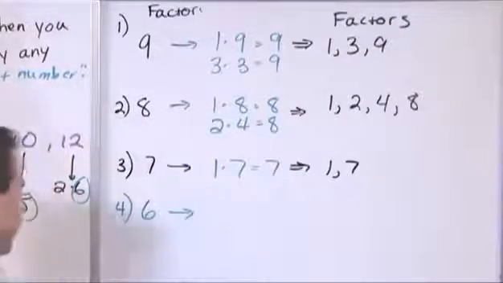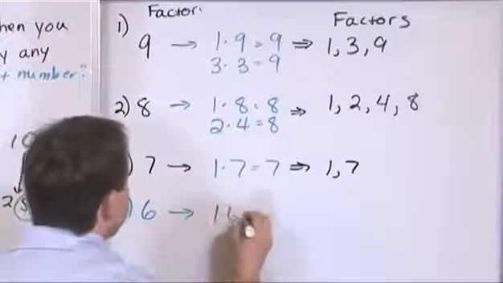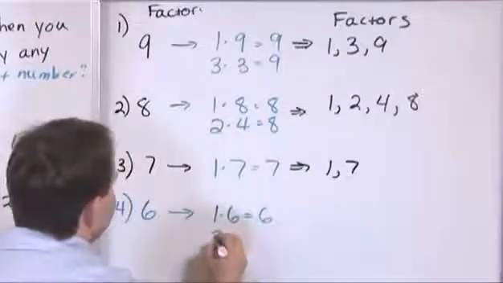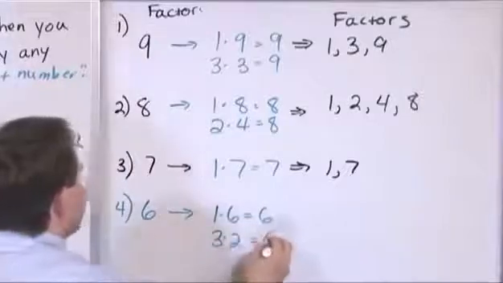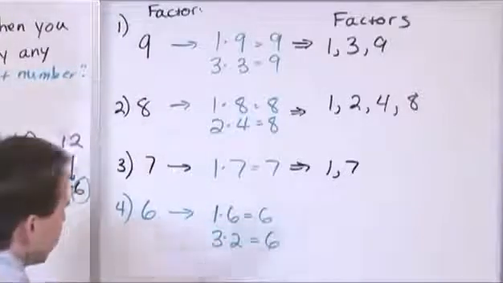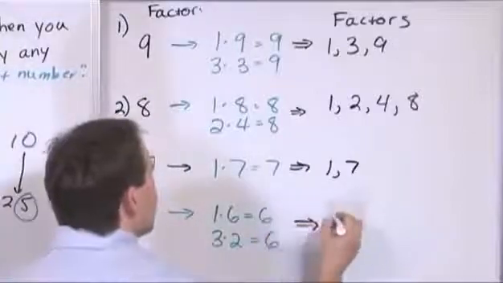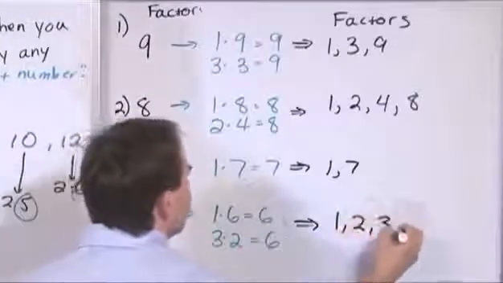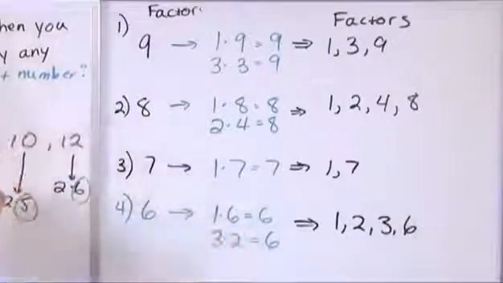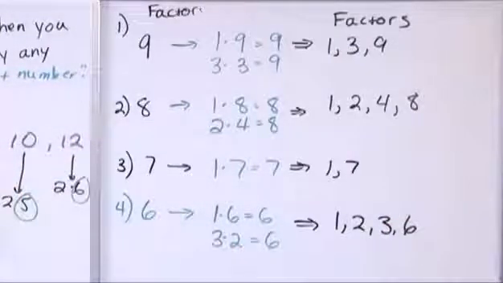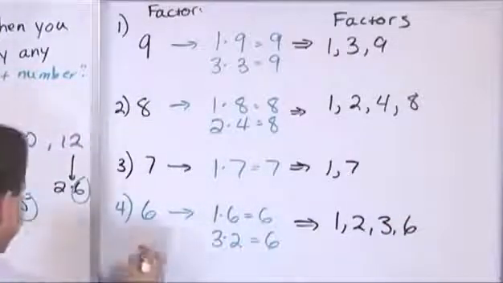What can be multiplied together to give you 6? Well, you have 1 times 6 is equal to 6, and you have 3 times 2 is equal to 6. But there's nothing else. I mean, you could do 2 times 3, but that's not going to really add to your answer. So the factors are 1, 2, 3, and 6. It's a pretty bulletproof process once you get into it.